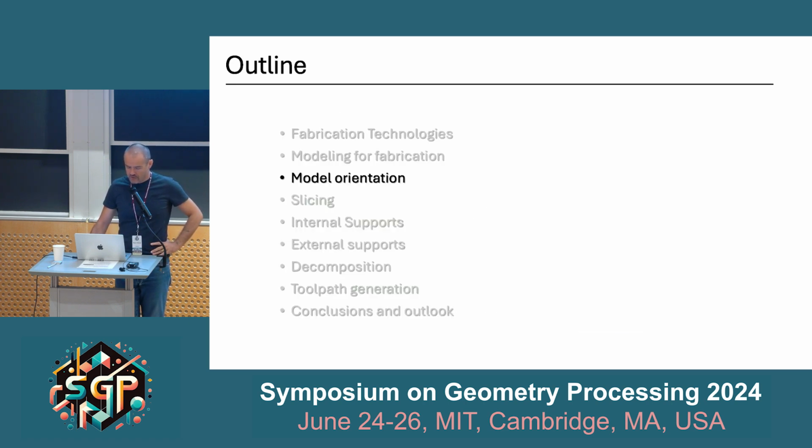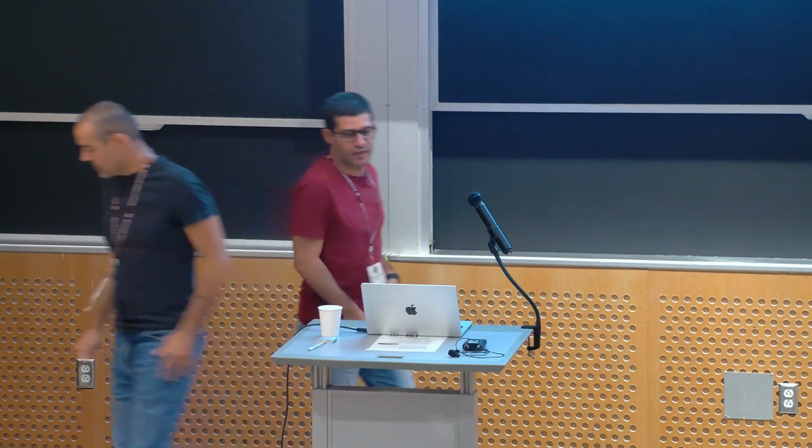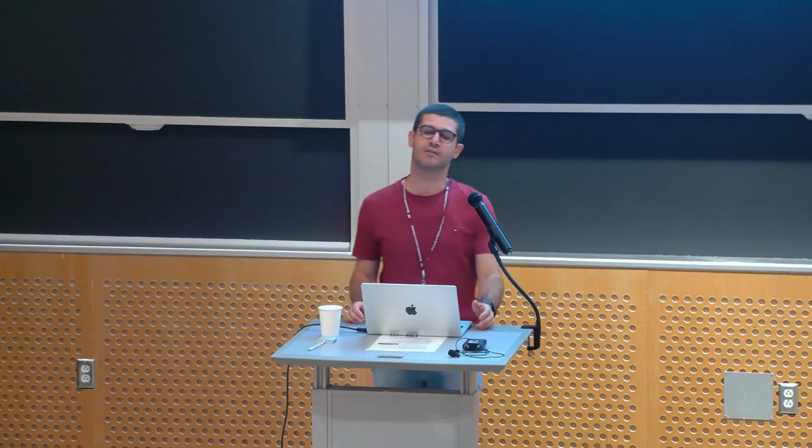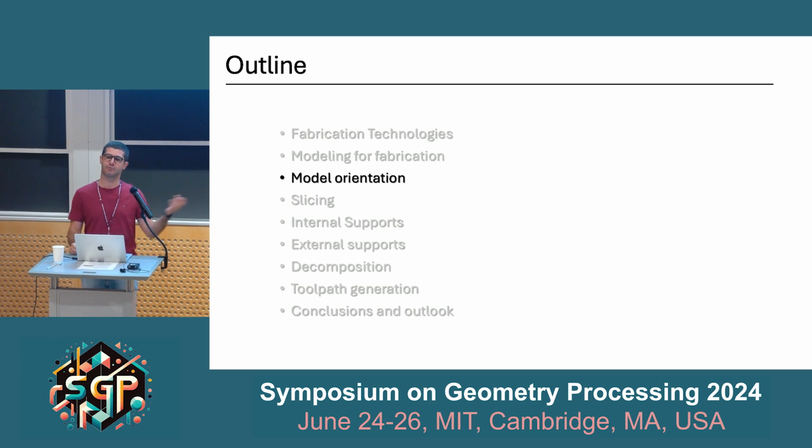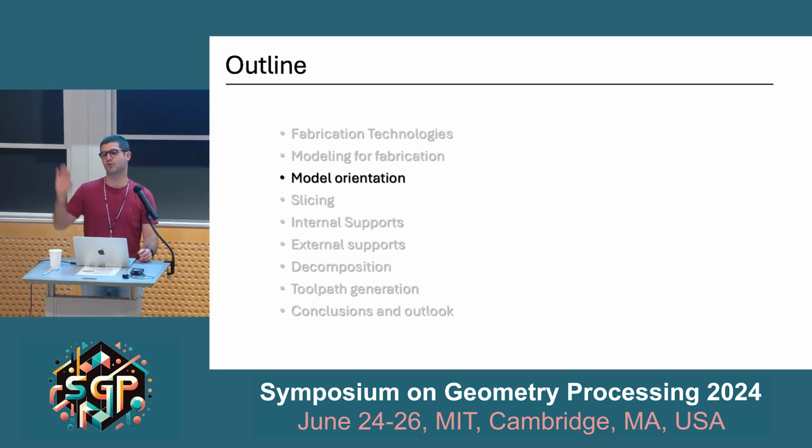Okay, so this moves to model orientation, and Chino will talk about that. With this part, we begin to talk about what we call the process planning pipeline. You can imagine the process planning pipeline as a black box in which you input your 3D shape and you output the machine instructions to create your 3D shape with the machine that you have at your disposal. And the first part of this is how to select an orientation for your model.